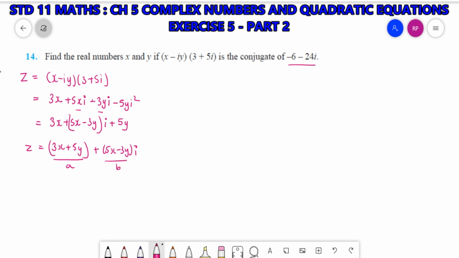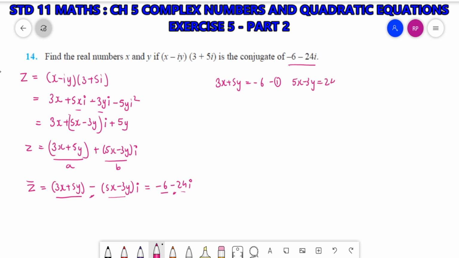But now it is given that this is the conjugate of −6 − 24i. So what will be the conjugate of this? This will be (3x + 5y) − (5x − 3y)i, and that will be equal to −6 − 24i. So now if I compare both the sides, I will get 3x + 5y = −6. Equation 1. And there is a minus sign here, and here is also a minus sign, so 5x − 3y = 24.